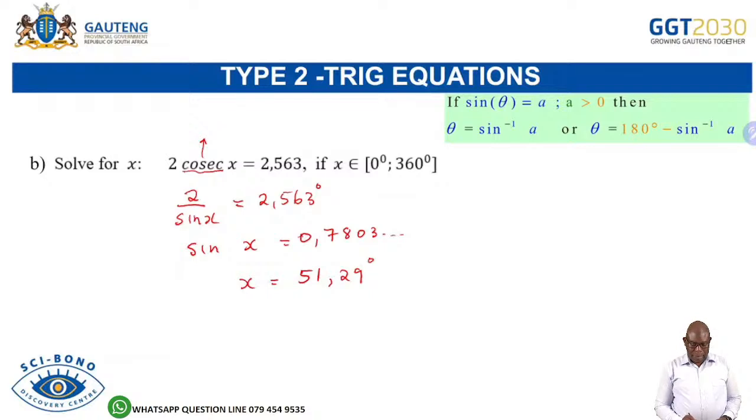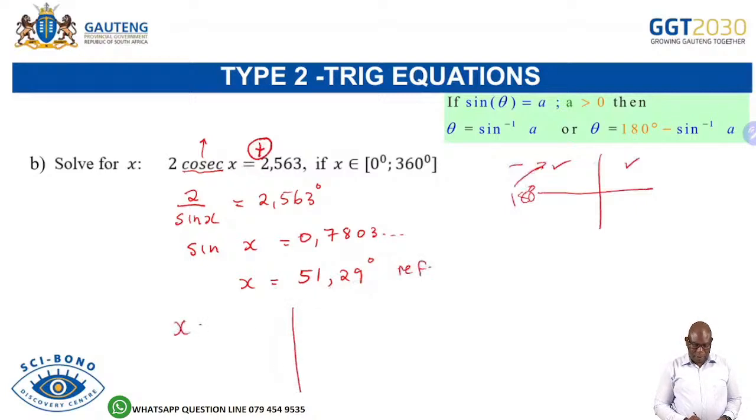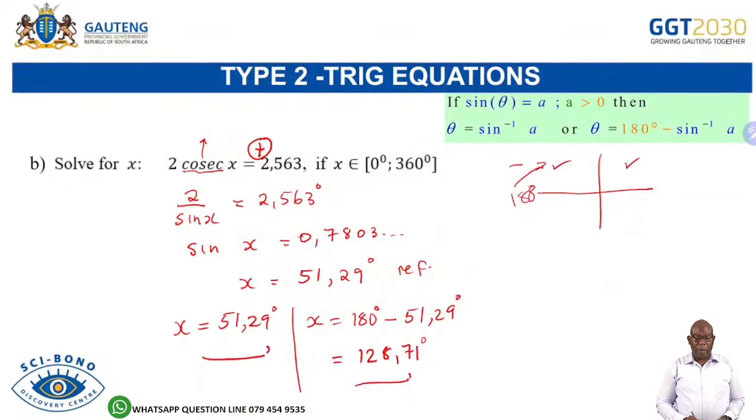degrees. But now the cosec is positive, so meaning that the sine is also positive. In which quadrants are they positive? 1 and 2. In quadrant 2 we use 180 minus. So this will be my reference angle. My two answers will be x in the first quadrant, I write it as it is. My other one will be 180 degrees minus 51,29. And that gives me 128,71 degrees.